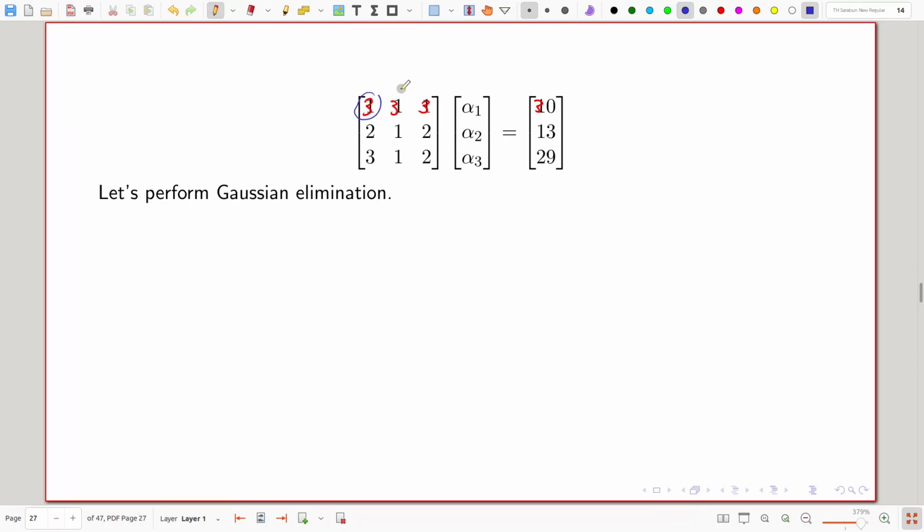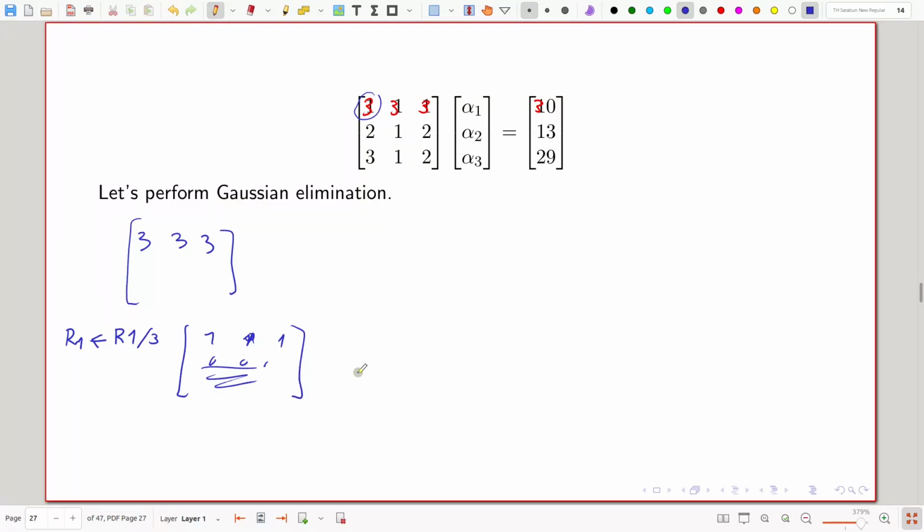So from this matrix 3 3 3 and so on, I say R1 becomes R1 over 3, and I get 1 1 1 like this, and the rest of it will look the same.